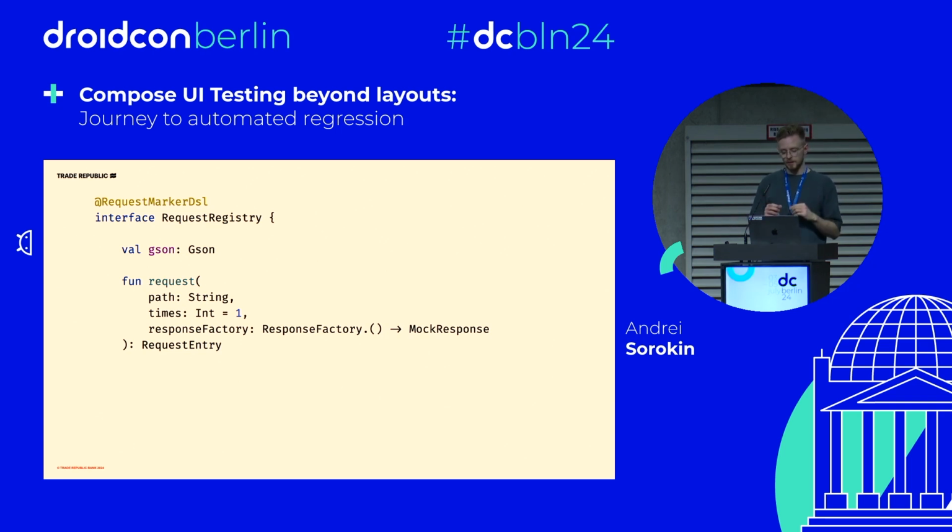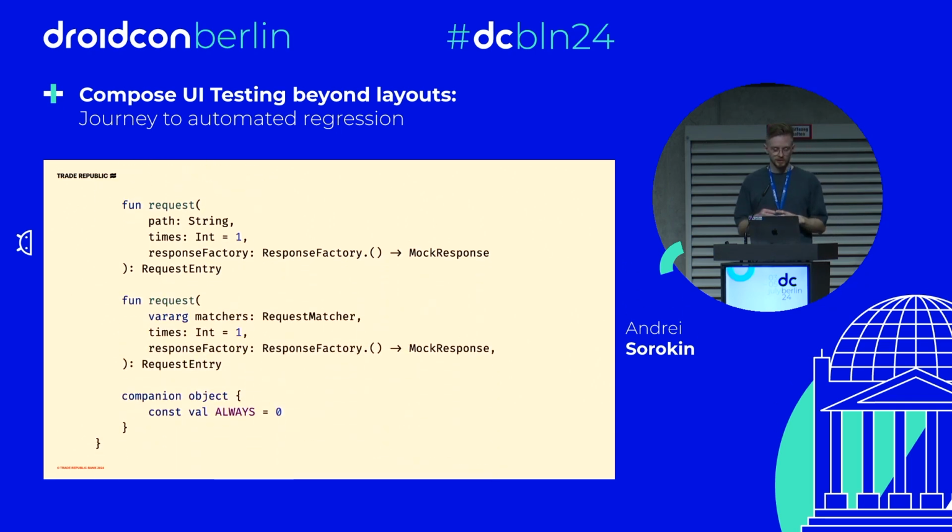And if you think about it, just matching by path is very limiting. So you can add another one where you essentially have a list of matchers that you can provide, and by combining all of them, you would find a match for your mocked response. And using Kotlin, you can have a default parameter and a lambda, as well as vararg, and it works pretty well.